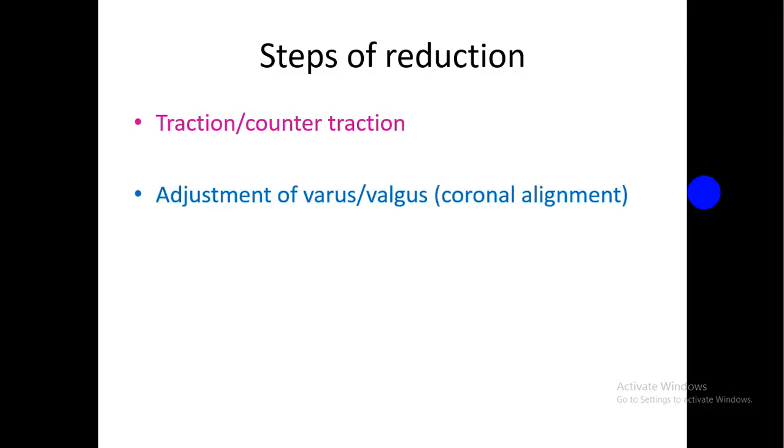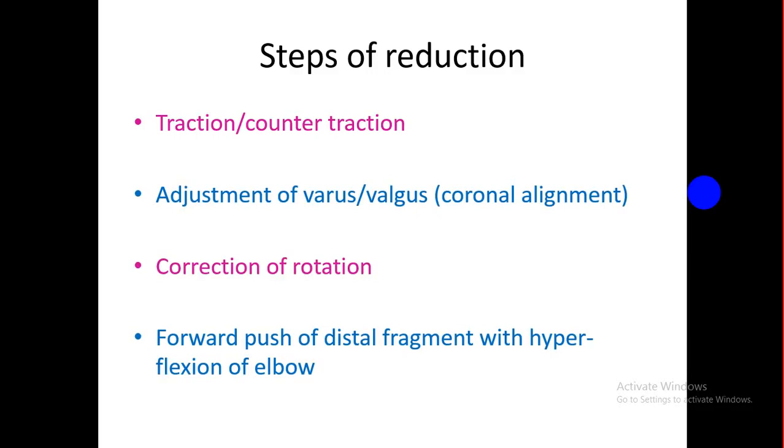And then you start adjusting the varus valgus malalignment, the coronal malalignment. And then you correct the rotation. And then lastly, you start forward pushing the distal fragment while flexing the elbow into a hyperflexed position. Forward push of the distal fragment with hyperflexion of the elbow.